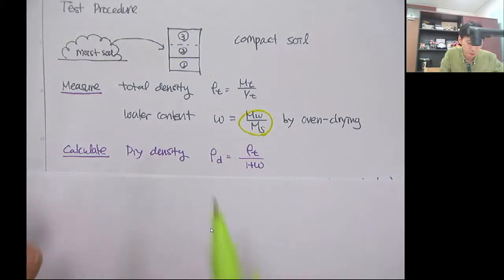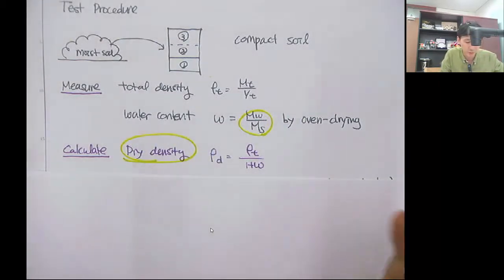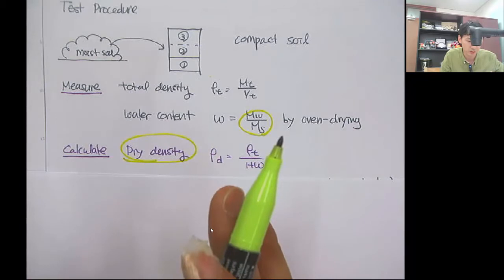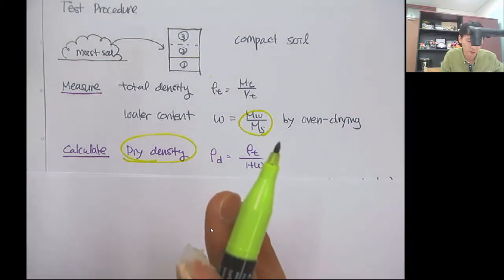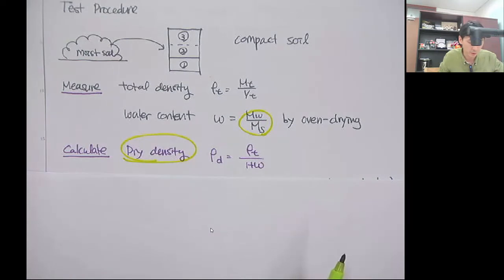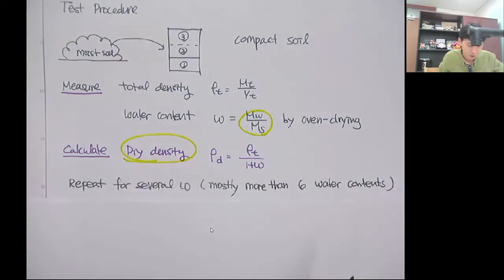So the reason that we are using the dry density is because it's not affected by the water content. So if it rains, the total density will increase, but as long as the void ratio stays constant, the dry density will remain the same. So dry density is one indicator for the denseness of the soil.